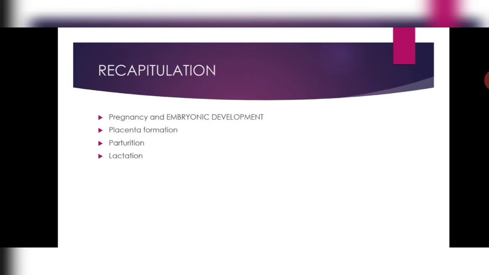Let us now quickly recapitulate what we have learnt in this class. We learnt about the entire pregnancy, how embryonic development occurs, how placenta is formed, what are the different functions of placenta, how process of parturition or delivery occurs, and what is lactation and how does lactation occur. With this, we have come to the end of human reproduction.